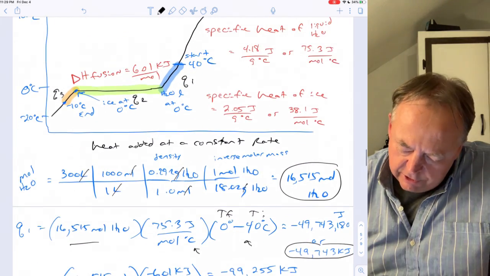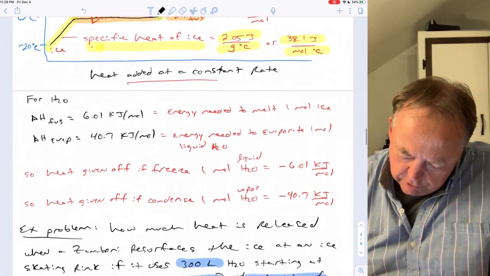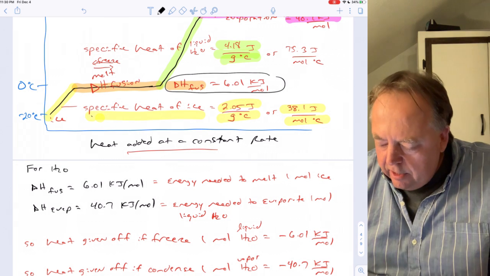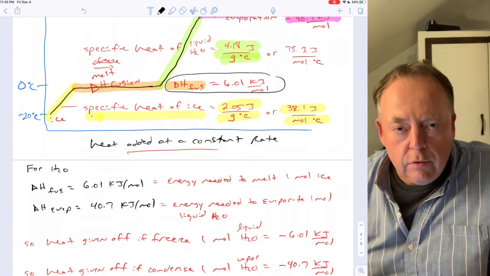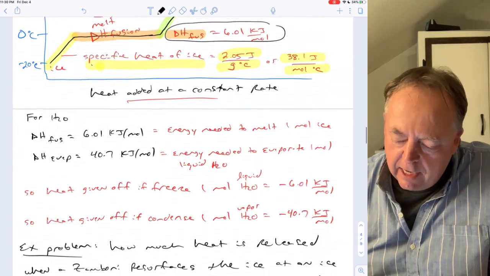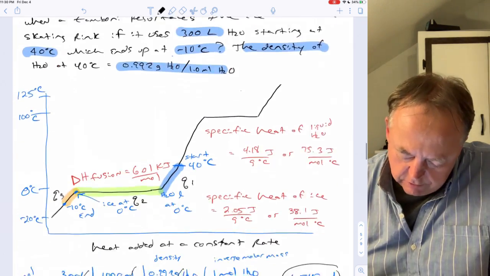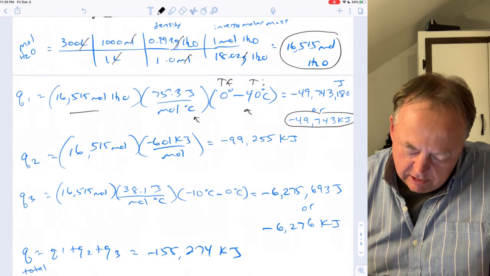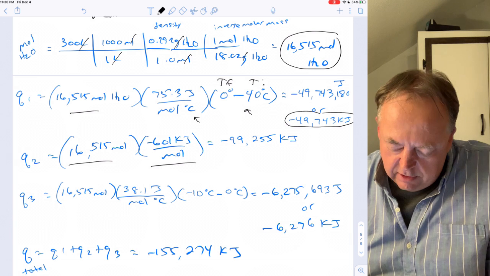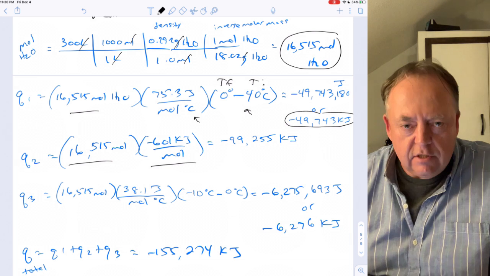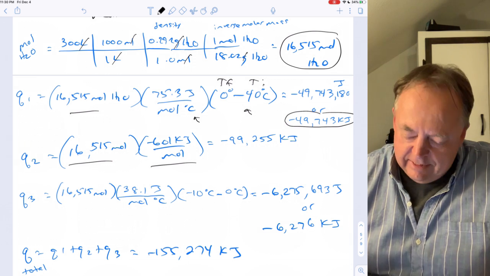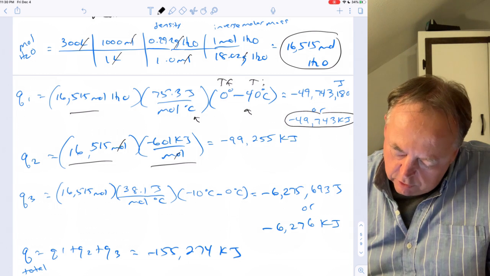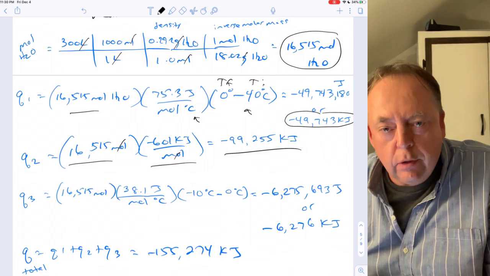And then we can calculate Q2. So it's already kilojoules per mole, and we just calculated the moles of water, so we can multiply the two together and let moles cancel out, and then we have kilojoules. So Q2 is a little bit simpler calculation: we just calculated the moles times the heat of fusion, but it's negative since it's going from water at 0 degrees Celsius to ice at 0 degrees Celsius. So moles cancel, and then we have negative 99,255 kilojoules.